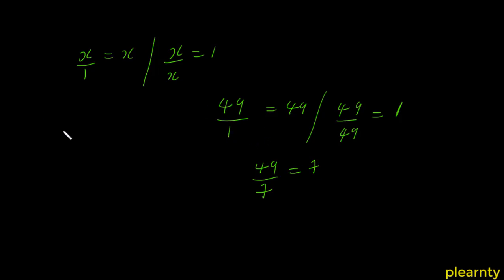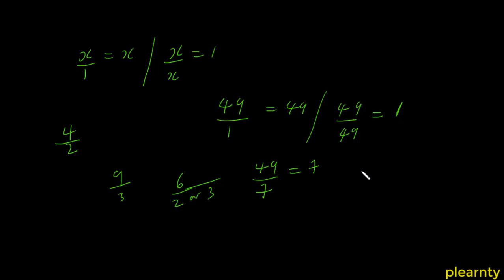For example, 4 can be divided by 2, 9 can be divided by 3, 6 can be divided by 2 or 3, and a lot of other things like that. So the condition is that apart from 1 and itself, no other thing should be able to divide such a number.